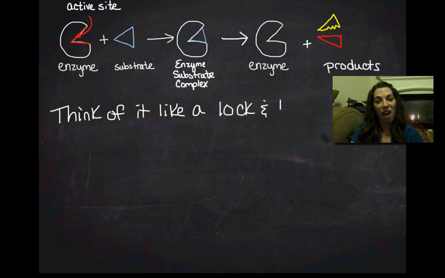You're going to think of it like a lock and a key. In your head, that's going to make it easier for you to think about. In this case, the enzyme would be the lock, the substrate would be the key. If the substrate's the wrong shape, it's not going to fit in the lock, right? That's not really what's happening. That's an oversimplification, but that's going to make it way easier for you to understand conceptually.